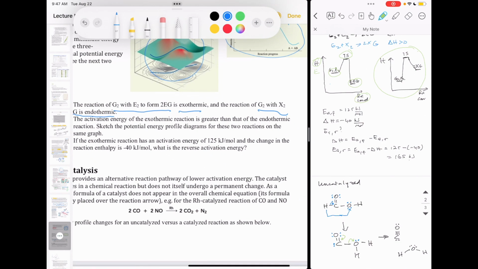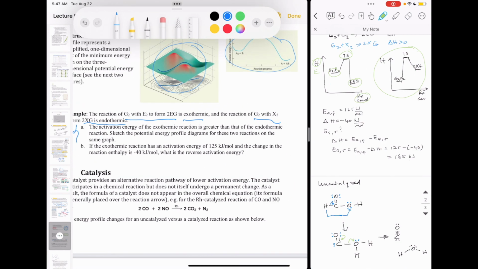The second part of this question has to do with calculating the reverse activation energy. So it says if the exothermic reaction has an activation energy of 125 kilojoules and the enthalpy is negative 40, what's the reverse activation energy?